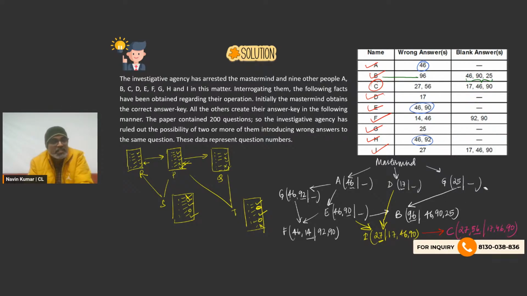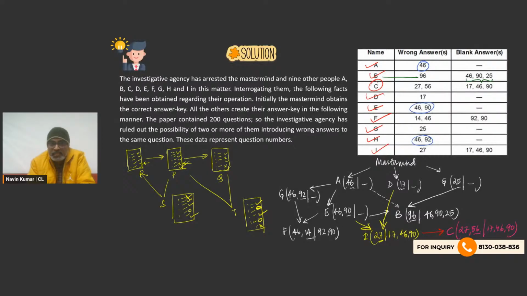46 is there, 90 is there, 25 is there. He can have a third source, which is going to be A. He can have. Because I will see that to be different. Okay.